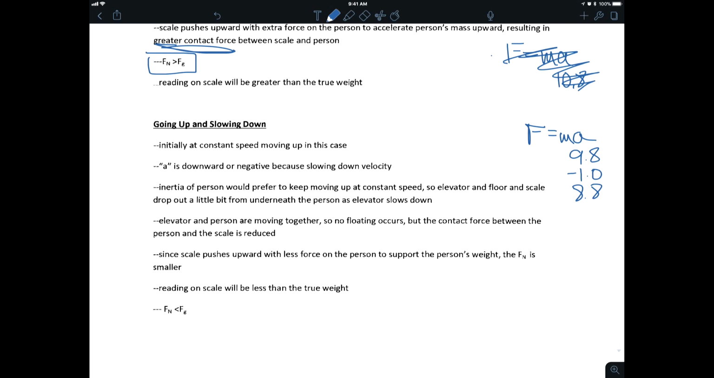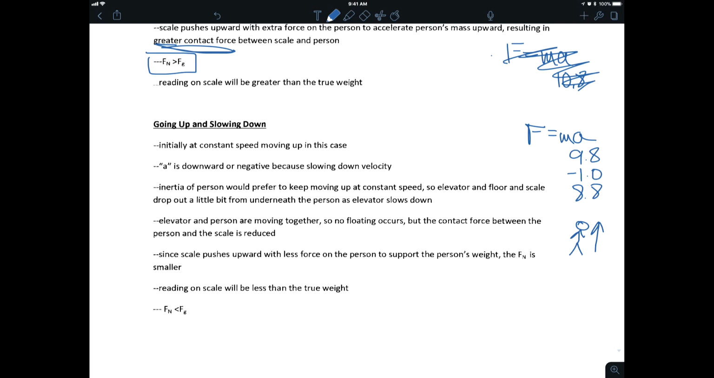And so you're going to feel like you have less force. The inertia of the person would prefer to keep moving up at a constant speed, so the elevator and the floor and the scale drop out a little bit from underneath the person as the elevator slows down. Elevator and the person are moving together, so no floating occurs, but the contact force between the person and the scale is reduced. So the little person sort of floats up a little bit. Imagine if you were going up on an elevator and it started to slow down, you would want to keep going up and you'd feel a little lighter on your feet for a second. That's the scenario that we're talking about.